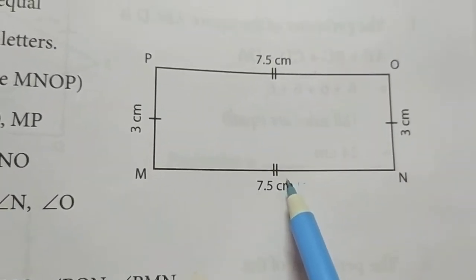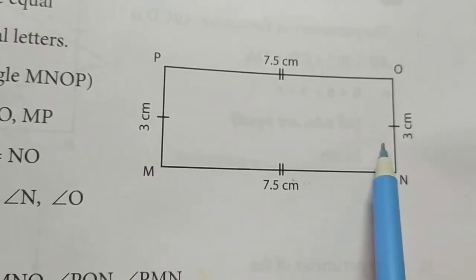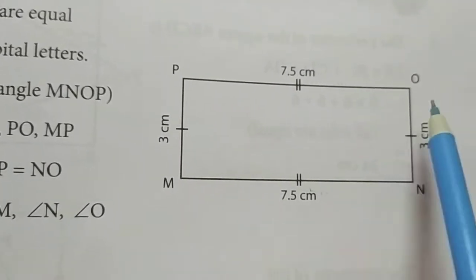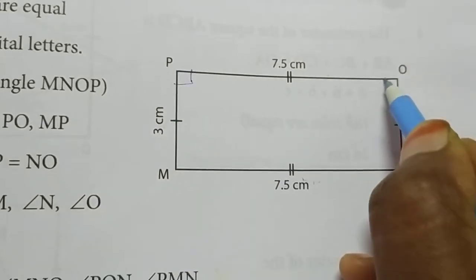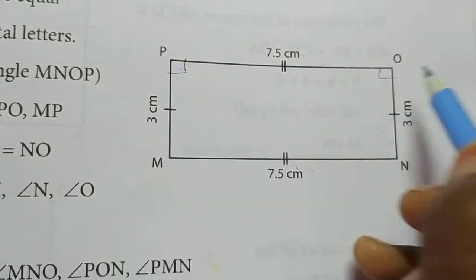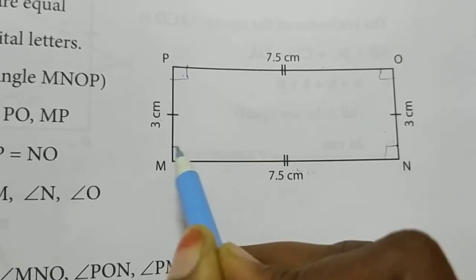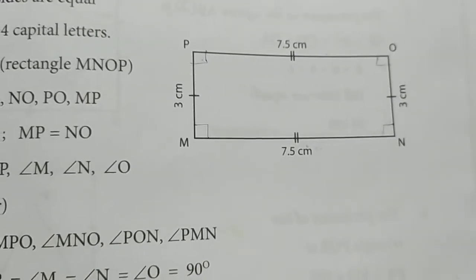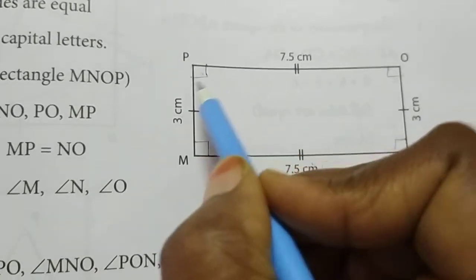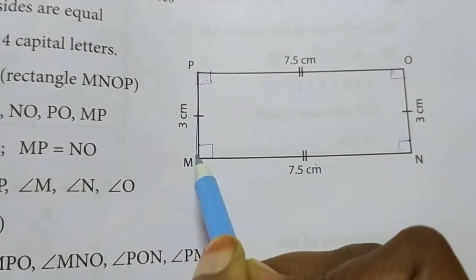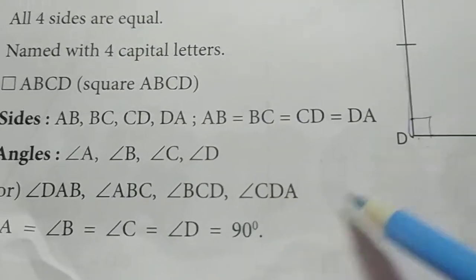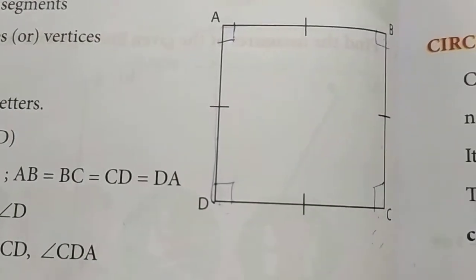Now rectangle. In a rectangle it has 4 sides, but opposite sides will be equal. These 2 sides will be equal and these 2 sides will be equal, and it has 4 sides, 4 corners and 4 angles. Angle P, angle O, angle N and angle M. Okay, and when you observe here, all these angles will be the same. See, when a line is straight, the angle is 90 degrees, Nana. Okay, in the square also all angles will be 90 degrees.